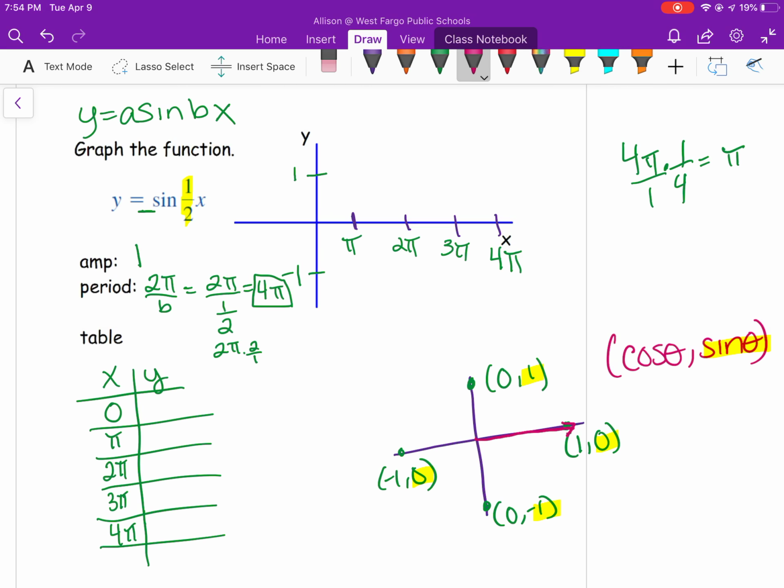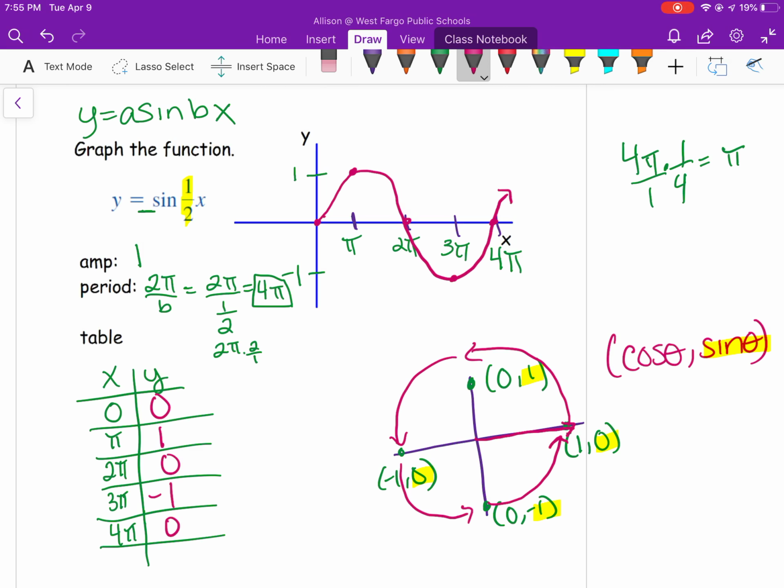And so I start at, when I'm at 0, my sine is at 0. Okay, when I move up to my next point, my sine is at 1. When I move down to my next point, my sine is back at 0. As theta gets larger, my sine goes down to -1, and then my sine rotates back. As my theta rotates back, sine value goes back to 0. So on my graph, I have the points 0, 0, pi, 1, 2 pi, 0, 3 pi, -1, 4 pi, 0.